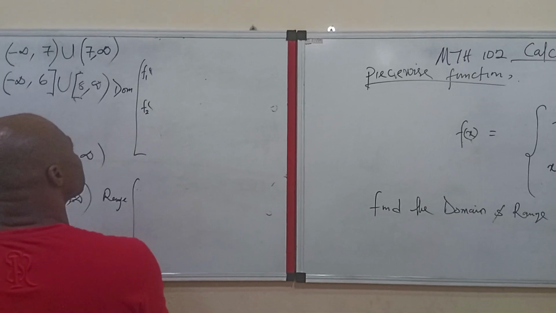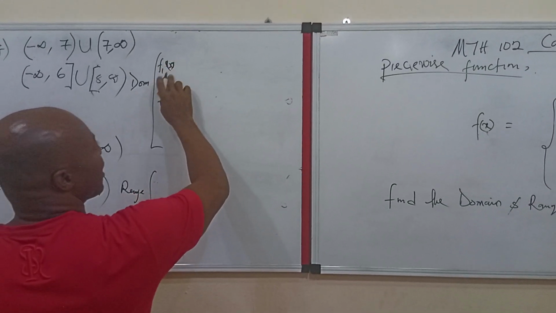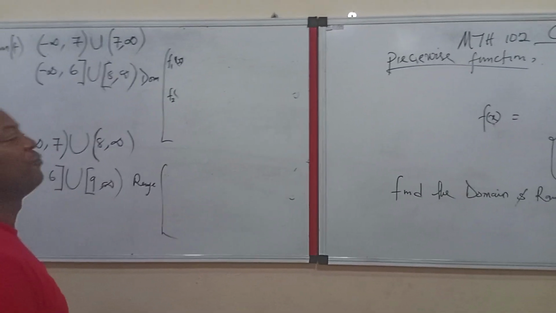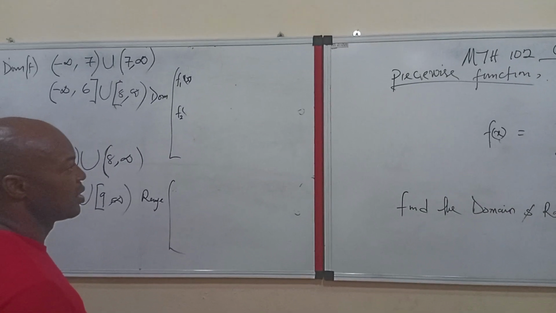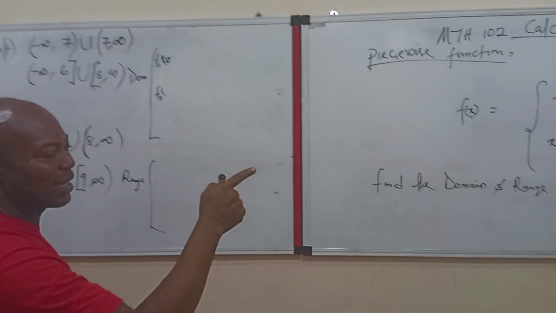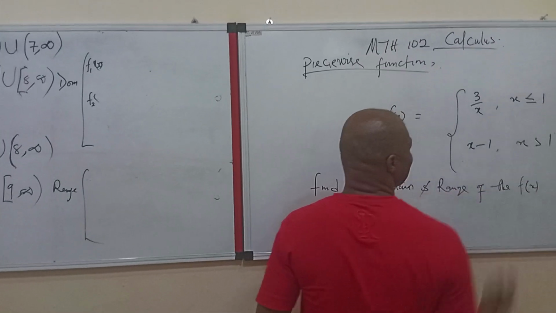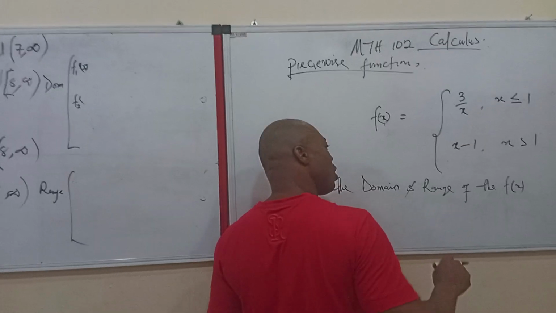Now, even for this one, we have small f1 and f2, because it is the two functions that give birth to this big function, f of x. Now, for the small functions, what are the domains there? They say x is less than or equal to 1. Two statements: less than, then equal to 1.